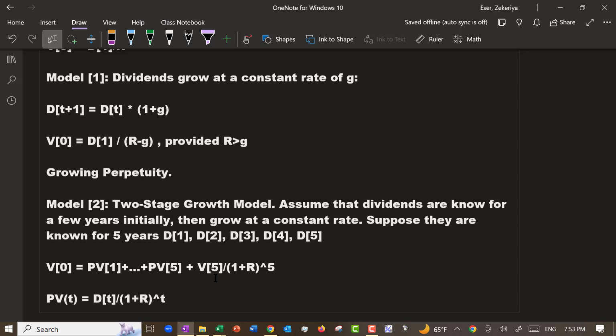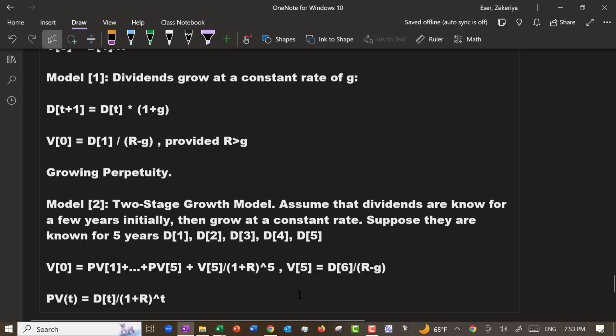It's kind of reducing the problem to things we know how to do. If I have a stock that's going to pay dividends that grow at a constant rate, I know how to value that. Well, I know how to value a known set of dividends. I'm just going to add them up. So let's do templates. Let me make a copy of this.